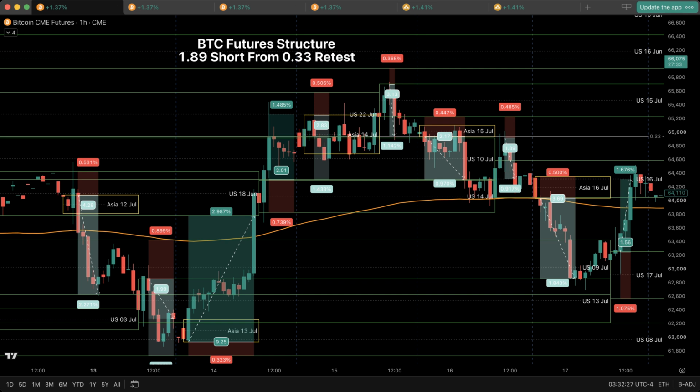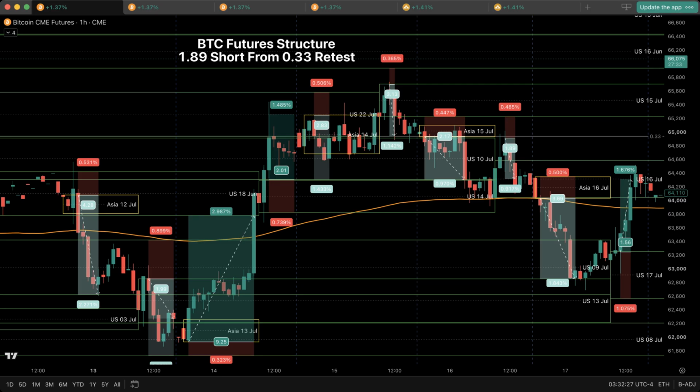Now compare the two structures. July 15th Asia gives a short from the lower break. Entry. July 15th Asia lower boundary. Stop. July 15th US lower boundary. Target. July 14th Asia lower boundary. Trail. July 10th US midpoint. Risk-reward ratio 2.17. Price breaks away from the 0.33 stack. It moves lower. The trail is available.